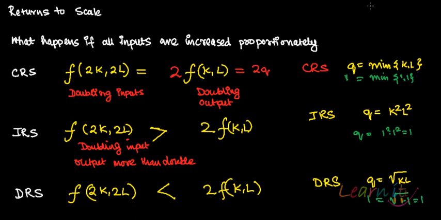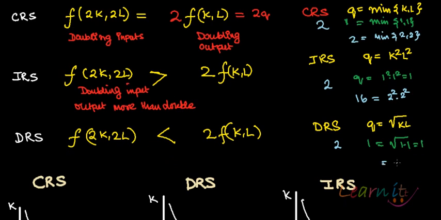Okay. Now you double the input. Double the input would mean what? In CRS, the output would be 2. This would be 2. This would also be 2. Okay. Sorry, double the input. It will be min of (2, 2), which is giving you 2. Here, 2 square into 2 square, it will give you 16. 4 into 4. And here, this is also giving you just 2. Okay.